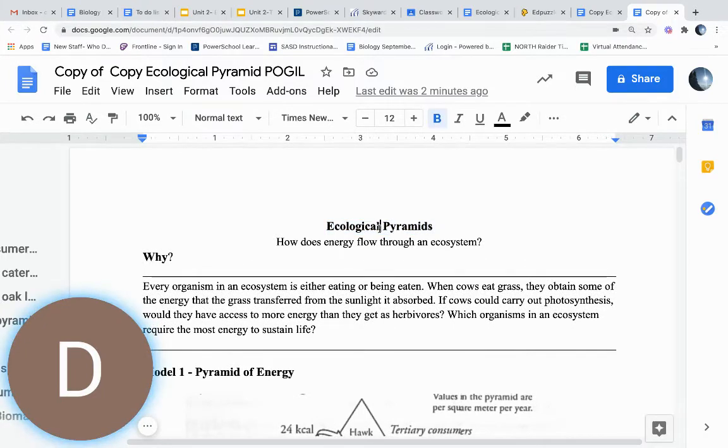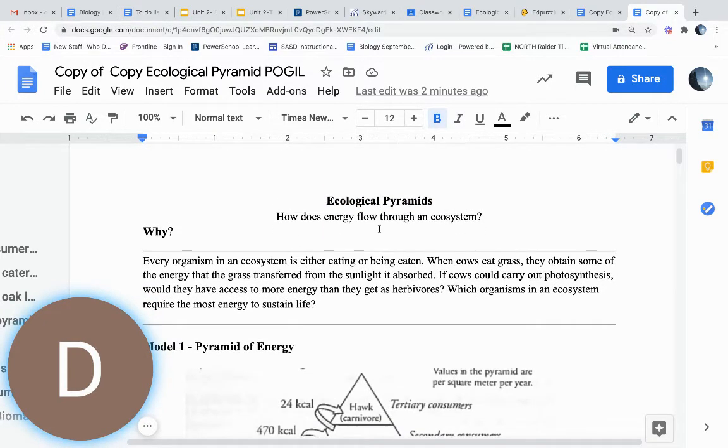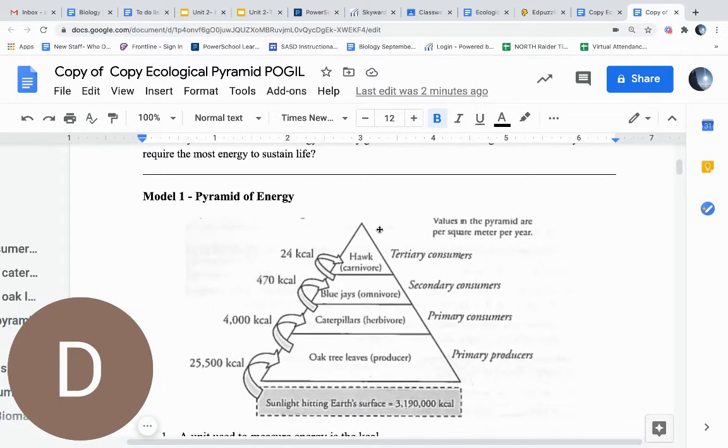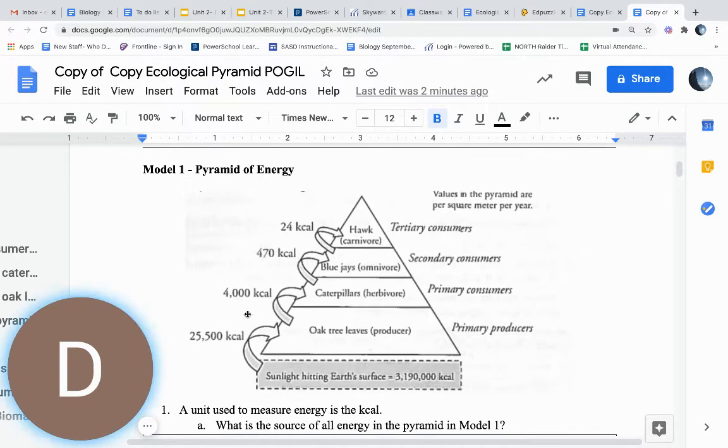So this is our ecological pyramids activity, and our guiding question is, how does energy flow through an ecosystem? So here we have a pyramid of energy. We see that the amount of calories available at each level is going to differ, and it's going to be less. However, it's not exactly 10%. If we were to take 10% of this value, it would be a little bit different than what we see. So that rule of tens is not a hard and fast universal rule, but we're going to have to calculate what percentage of our energy goes from one trophic level to another.